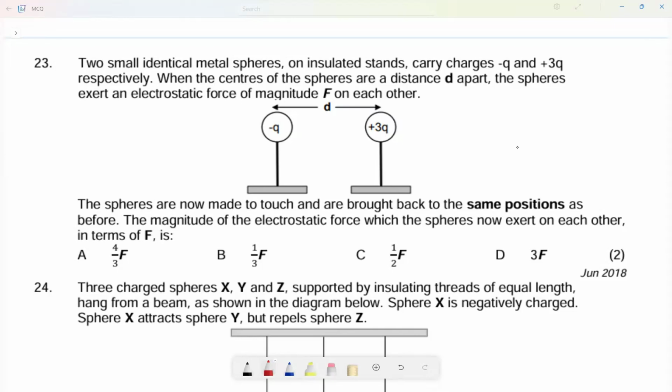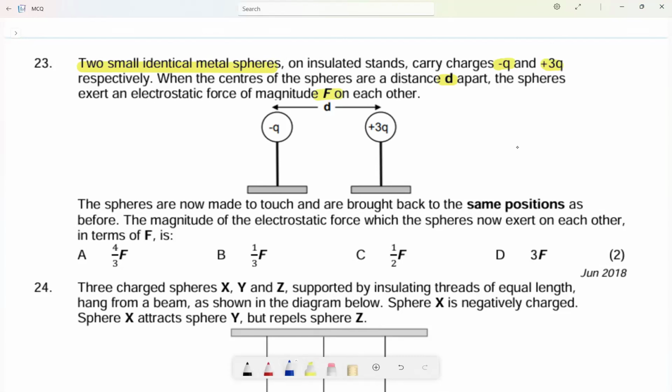In today's video, I want us to look at multiple choice questions for an electrostatics topic. Without wasting any further time, let's dive into it. Small identical spheres on insulated stands carry charges of negative Q and positive Q respectively. When the centers of the spheres are at distance d apart, the spheres exert an electrostatic force of magnitude F on each other.